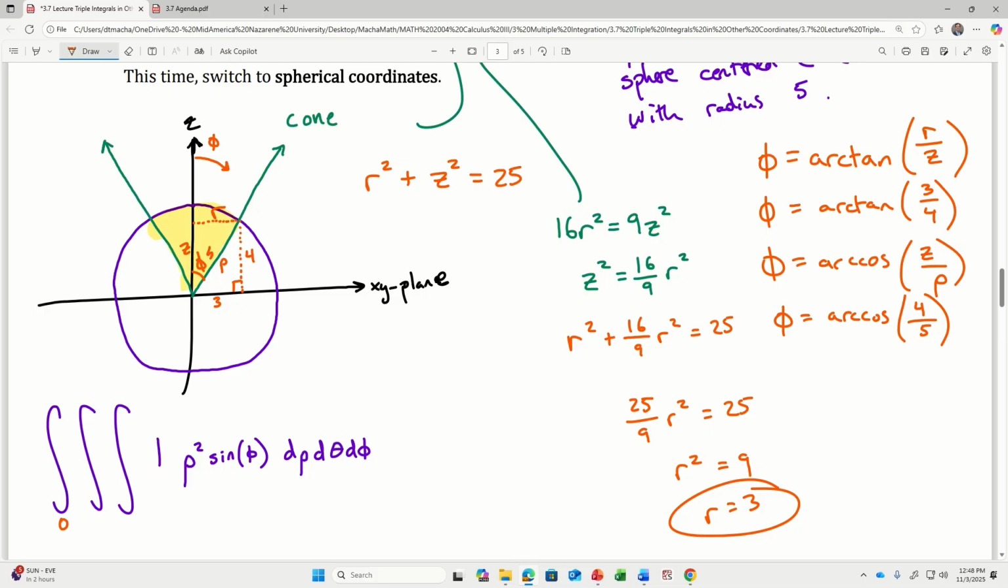The only problem with arctangent is if the numerator and the denominator are both negative. If both of them could be negative, then you've got to worry about the quadrant problem, quadrants 2 and 3. But in this case, I don't have to worry about this at all because the numerator has to be positive and the denominator has to be positive. Z could be positive or negative, but r and rho are always positive numbers. In any case, that's going to be the upper bound here. So phi goes from 0 up to the arc cosine of 4/5.